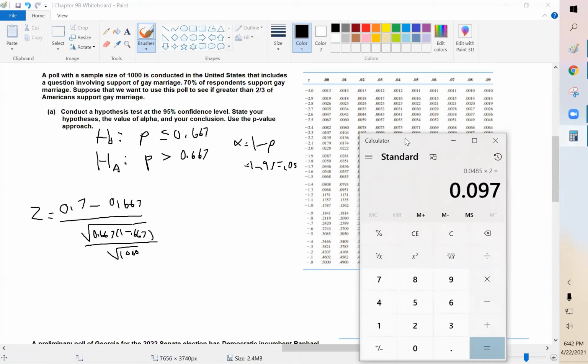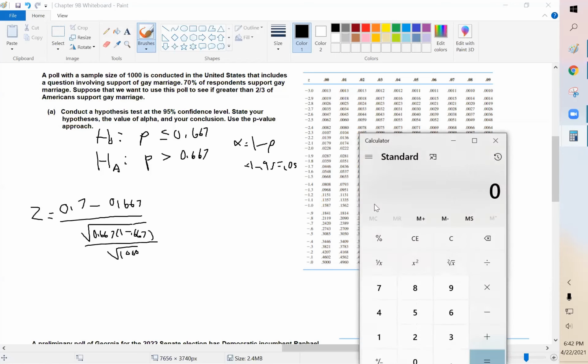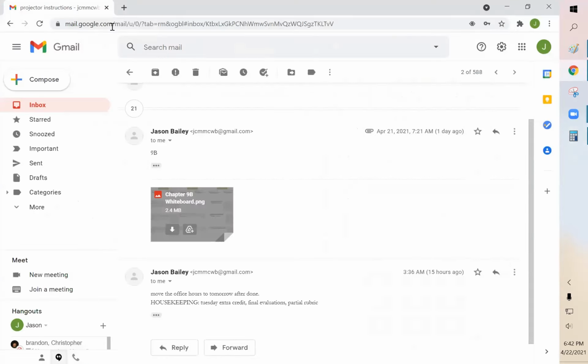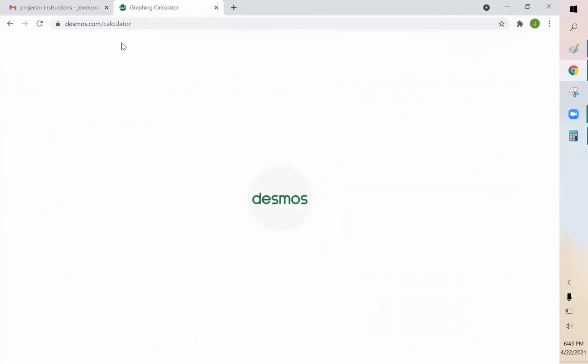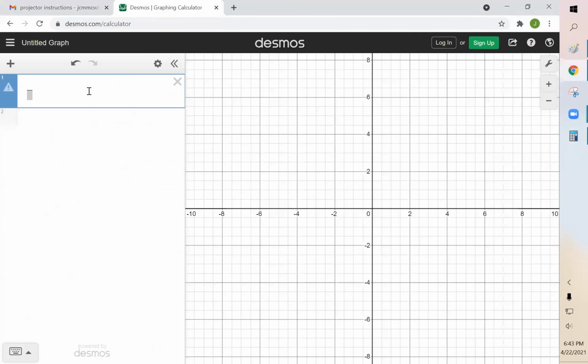So the easy way to do this will be 0.667 times 0.333. We will square root that. That is our denominator. Remember, we can bring the square root of 1,000 up. I should have done that first. Whatever. Let's pull up a second calculator. This one is where it's better to use Desmos. So let's just go up to Desmos. Let's make it easier. Generally speaking, Desmos will make things much easier.